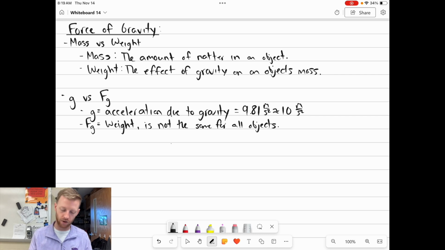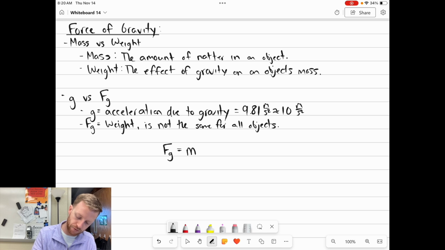So let's go ahead and write out our equation here. F sub g, or the force of gravity, is equal to mass times the acceleration due to gravity. So that's really nice for us because it's just the mass times 10 in any of our problems. It makes it really easy.